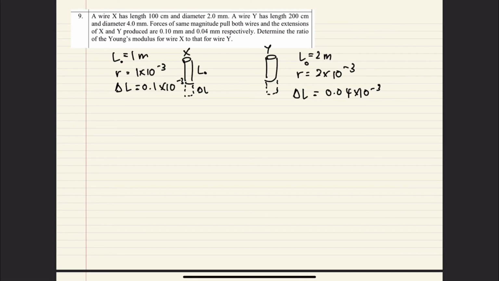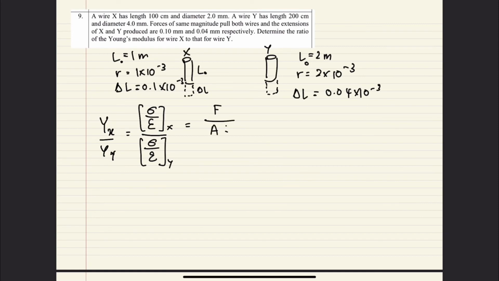Determine the ratio of the Young modulus for wire X to the wire Y. Again, if it is about ratio, I suggest you straight away start with the ratio. The latter one would be the denominator of the fraction, the bottom one. So again, this one is stress over strain, except this one is for X and this one is for Y. And F over A, strain is basically delta L over L naught. Okay, again this one is for X. And same formula you can use down here, except this one is for Y.